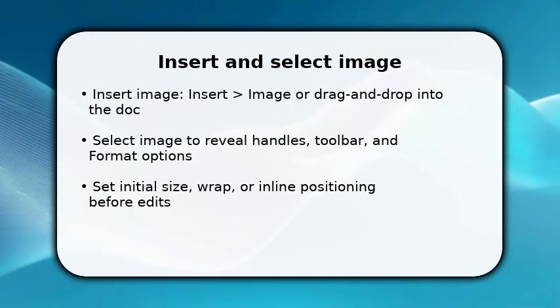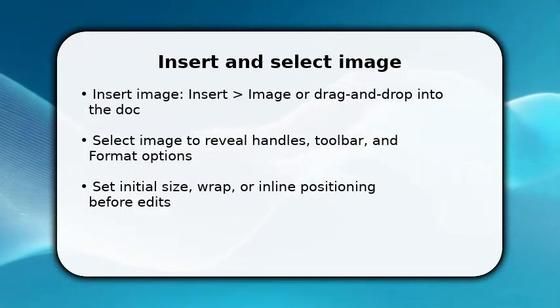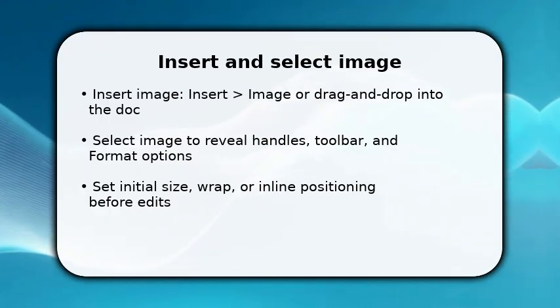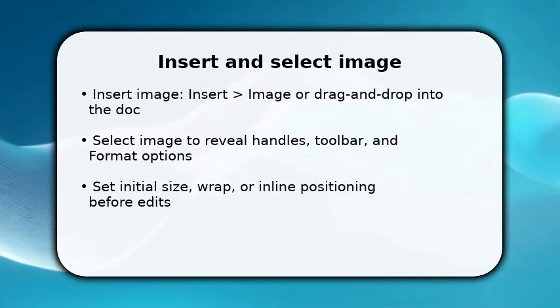You start by inserting the picture into your document. Use Insert Image or simply drag and drop to place it where you want. Once selected, handles appear and a contextual toolbar or format pane opens. This gives resize, crop, and wrap controls.